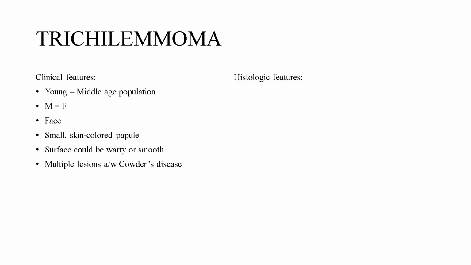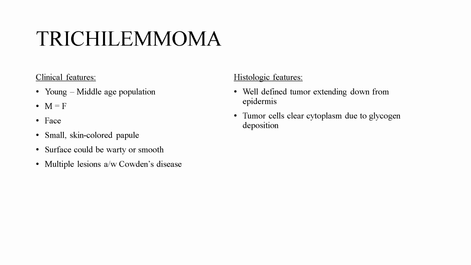From a histological point of view, it is a well-defined tumor, and it extends down from the epidermis. The tumor cells tend to have a clear cytoplasm, and that is because there is a lot of glycogen inside, and they have a very low mitotic index. And no ducts are formed.